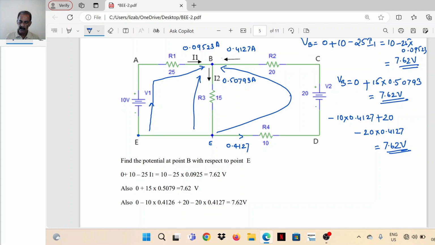So irrespective of the path we take, we should get the same potential at B. We have considered all the three paths available between B and D. Here we got 7.62, here also the same value, 7.62. By considering the path EDCB, again we got 7.62.